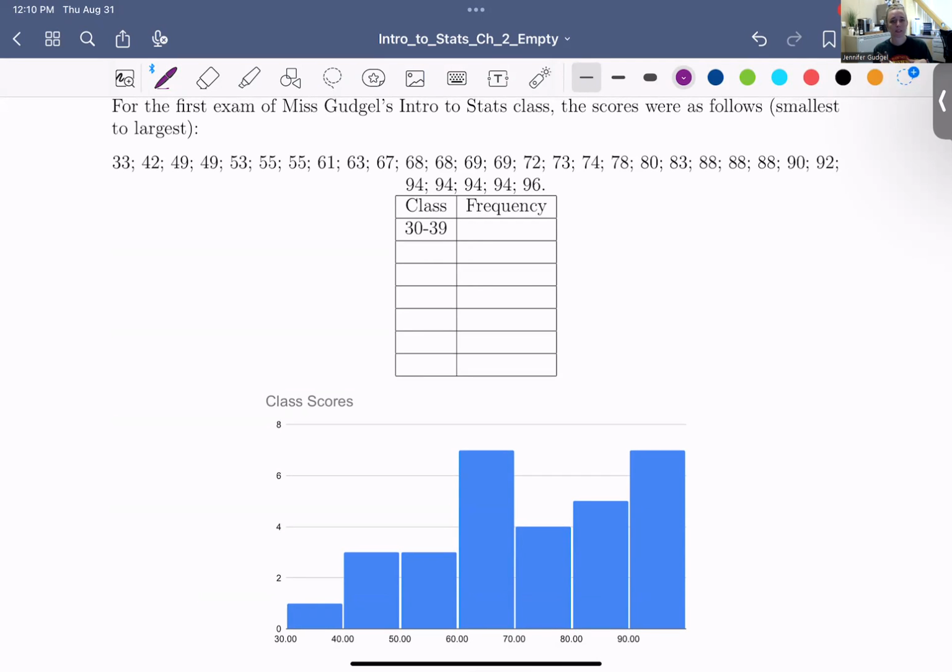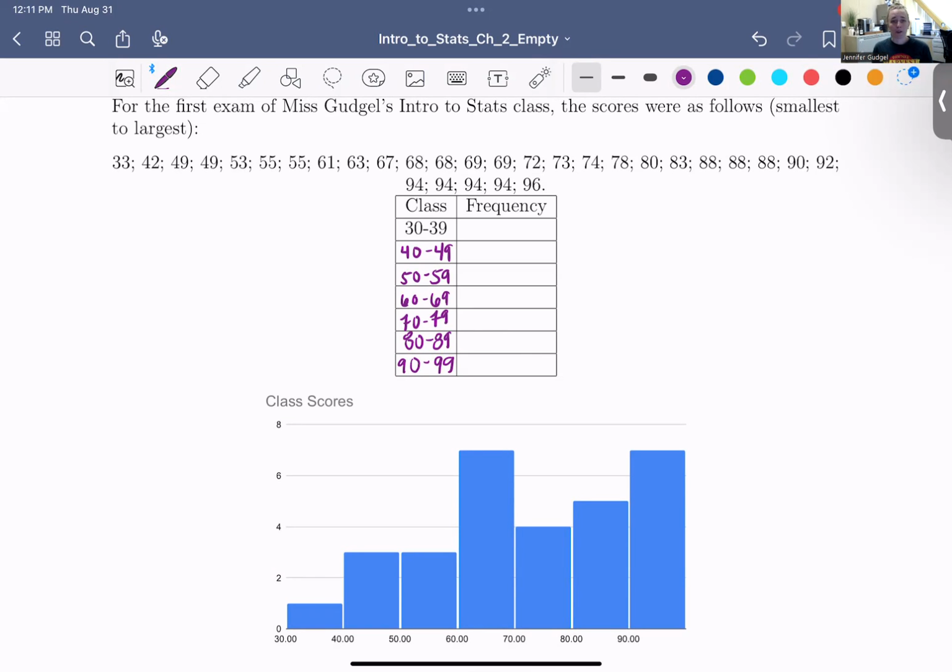More specifically, because we had all these whole number data, we're going to call it 30 to 39, 40 to 49, 50 to 59, 60 to 69, 70 to 79, 80 to 89, 90 to 99.